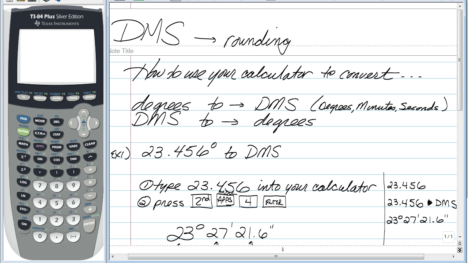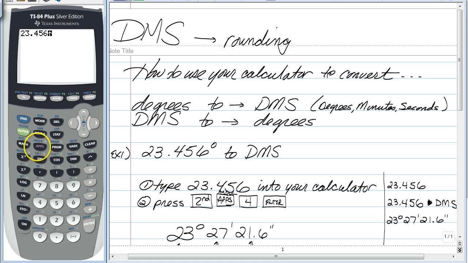So this is what we're going to do. The first thing we're going to do is convert just a standard degree into degrees, minutes, and seconds. And to do that, all you need is your graphing calculator. And I have it written off to the side over here. So the first thing you need to do is just type 23.456 into the calculator. And then what you do is you press the second button.